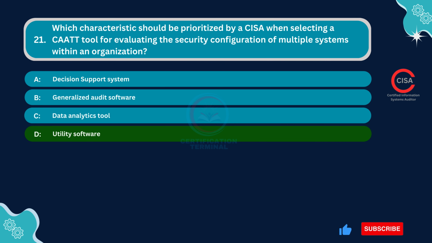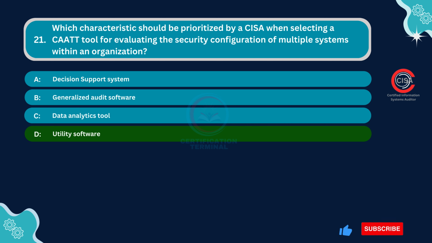When selecting a CAATT, Computer-Assisted Audit Techniques and Tools, for evaluating the security configuration of multiple systems within an organization, a CISA, Certified Information Systems Auditor, should prioritize Generalized Audit Software. Generalized Audit Software is specifically designed to assist auditors in performing a variety of audit tasks, including testing security configurations, analyzing data, and assessing compliance with security policies and standards. These tools are typically versatile and customizable, allowing auditors to tailor their analysis to the specific needs of the organization.